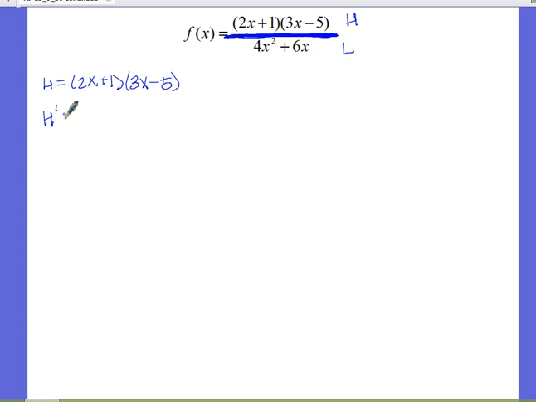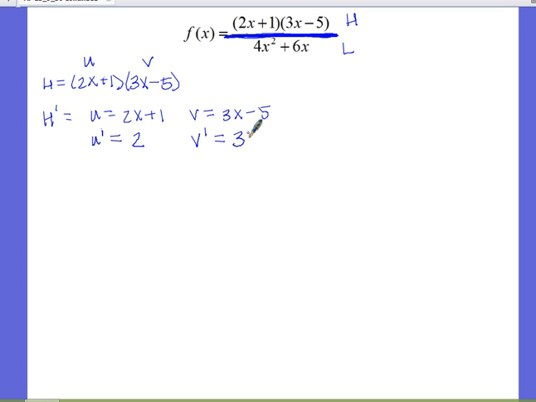My h prime would be, so notice what's happening. I'm taking my high and doing the derivative, and that's where the product rule comes into play. So if I want to do the product rule, then you're using your u's and v's. So you can do u is equal to 2x plus 1, and normally, I'll be very honest, I don't show all this work, but I'm just showing it to you so that you see all the steps. U prime would be 2, v prime would be 3.